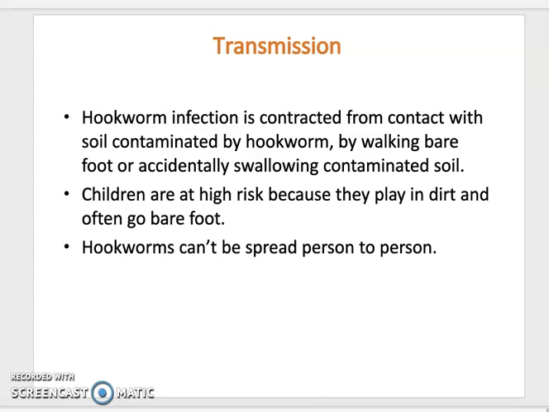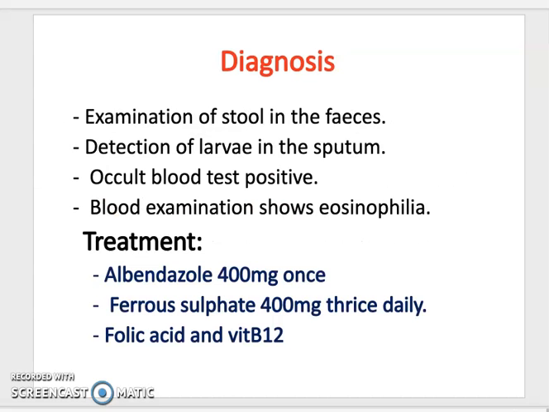The hookworm infection is contracted from contact with soil contaminated by the hookworm, by walking barefoot or accidentally swallowing the contaminated soil. So along with the vegetables that we are eating, if they are not properly washed, the eggs of this hookworm can enter the body of a healthy person, and it can cause severe conditions. Children are more at risk because they play in the soil barefoot, and these hookworms cannot be spread from person to person.